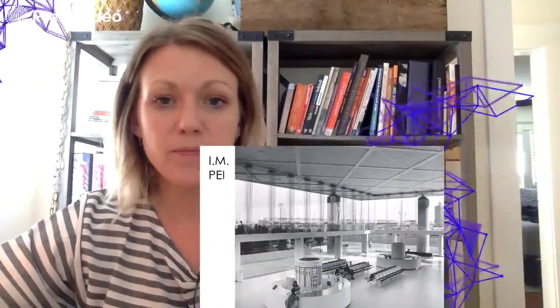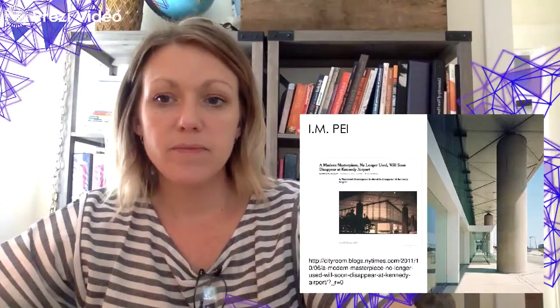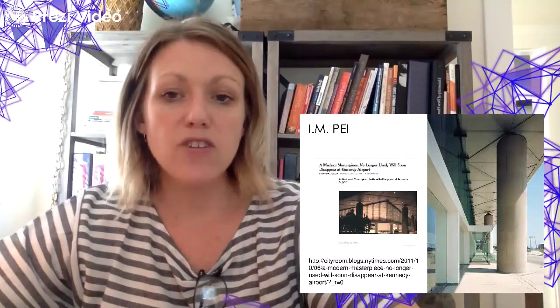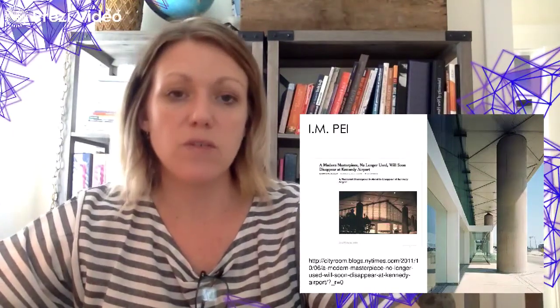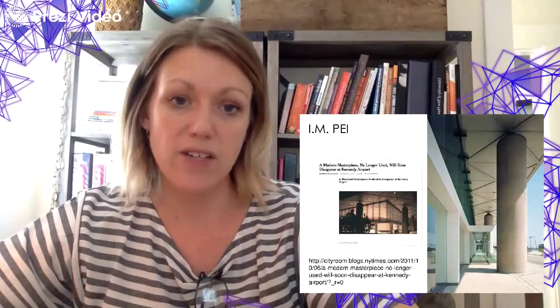This is the open interior, so the boundary you can see is almost erased between inside and out. Pei tried to create an environment for travelers that was serene, generous, clear, spacious, simple, and dignified. Many architects speak of creating transparent spaces. Mr. Pei pulled it off. I.M. Pei's Terminal 6 for the National Airlines was unfortunately demolished in 2011.